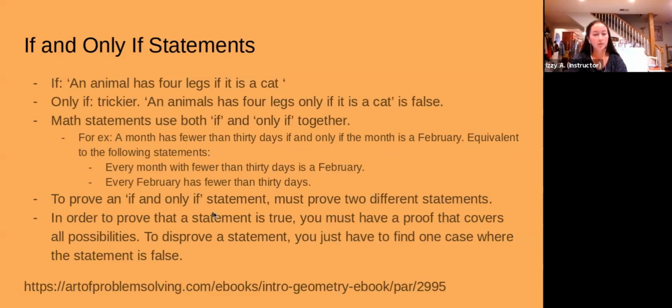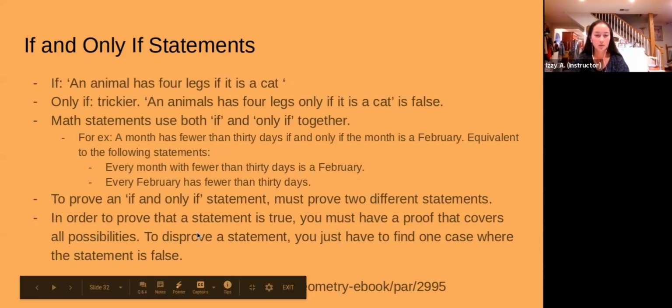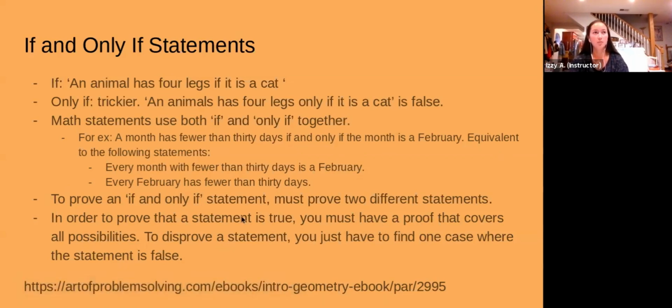To prove an if and only if statement, you must prove the 2 different statements first. In order to prove that a statement is true, you must have a proof that covers all possibilities, and to disprove a statement, you just have to find one case where the statement is false. So in math, if you want to prove something true, you have to make sure that all the possibilities that might come out are true. If there's even a single possibility that turns out to be false, then there's no way that statement can be true, because there's one possibility proving that it's not true.